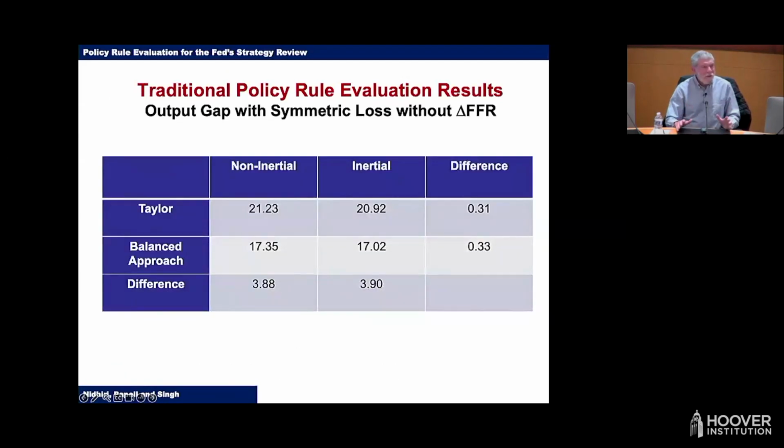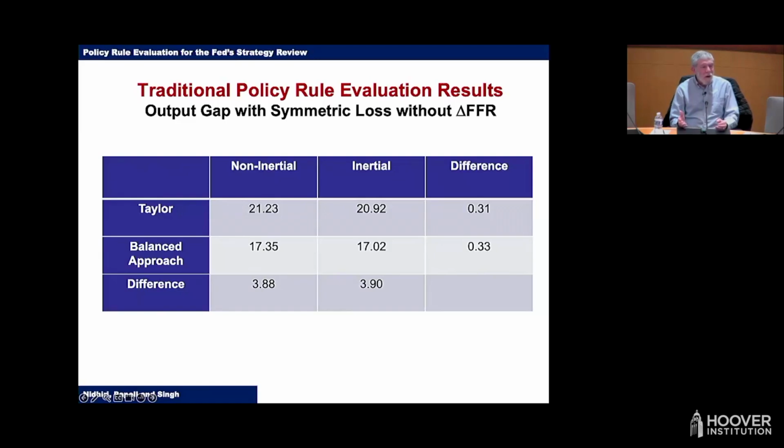So here's what I'm going to show you. We're going to look at symmetric loss. I'm going to do one thing with shortfalls, but symmetric loss without the change in the federal funds rate, because putting that in is irrelevant. So the first thing is we look at the Taylor rule, the balanced approach rule. We look at non-inertial rules and inertial rules.